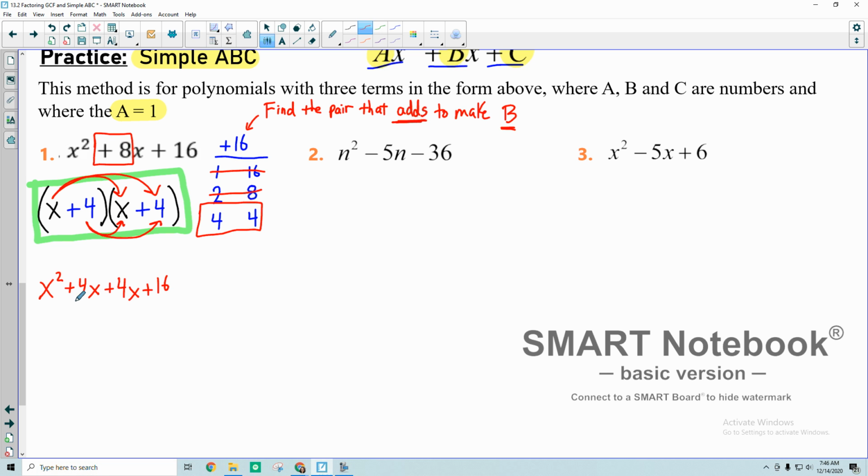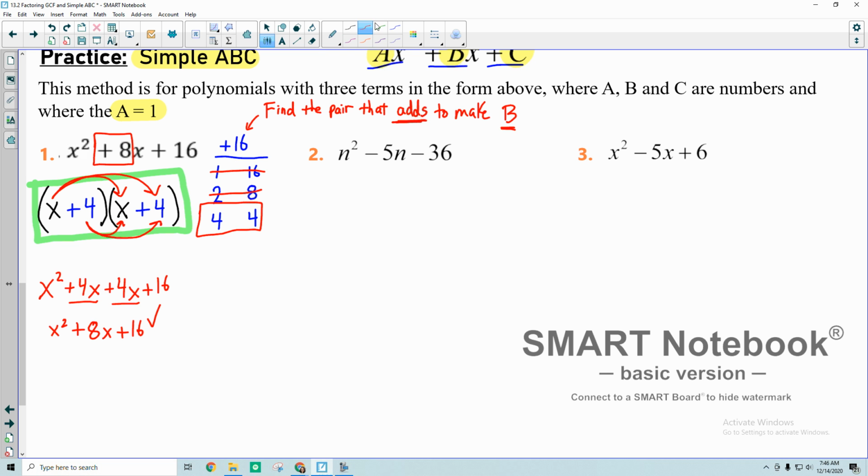Let's go ahead and combine our like terms, and it looks like these are the only like terms. So I get x squared plus 8x, just add those together, 8x plus 16. Perfect, that's what I started with. So I did my factoring correctly, because I checked it by multiplying it all out, and I got what I started with originally. All right, so there's a full walkthrough example.